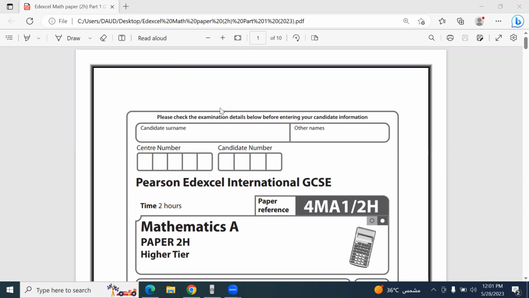Hi viewers, why am I solving the paper 2H? Because this will help you in May June exam.